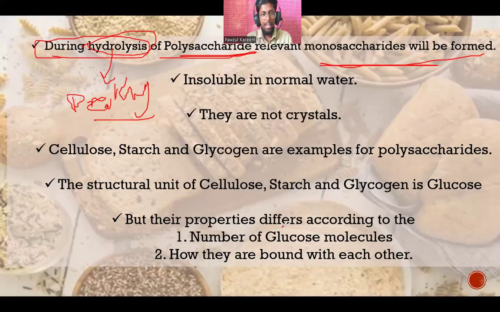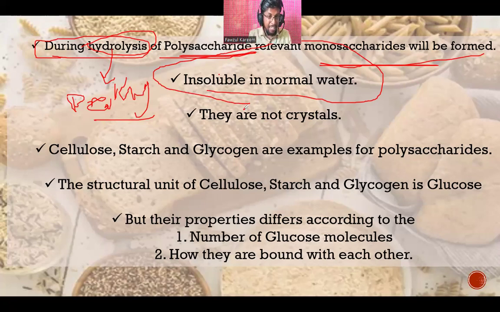Okay. Then next one. Insoluble in water. When I discussed disaccharide, I said it is soluble. When I discussed monosaccharide, I said that is soluble. But here, I am telling they are not soluble. They are insoluble. They will never dissolve in the water. Fact number 3. They are not crystal. But when I explained disaccharide, I said it is crystal. But polysaccharides are not crystal. And what are the examples? Cellulose, starch, and glycogen. These are the examples.